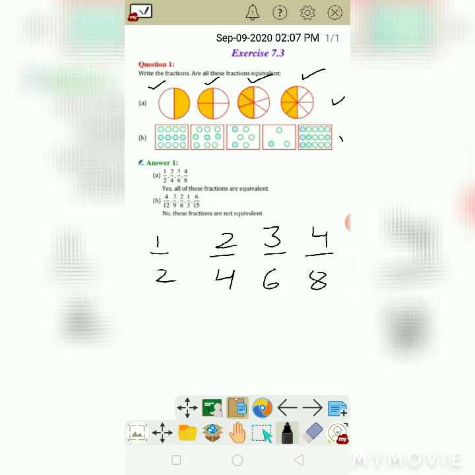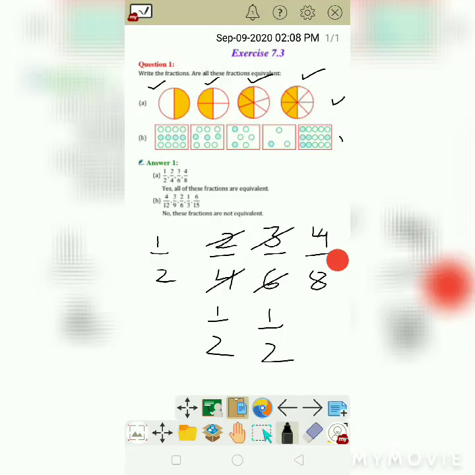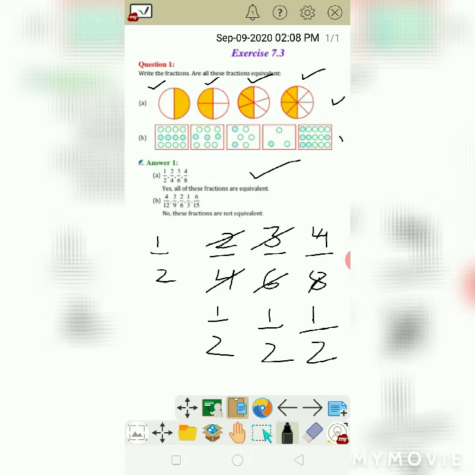So now let us cancel it. 1 by 2 is already in the lowest form. Cancel 2 by 4. What will you get? 1 by 2. Cancel 3 by 6. What will you get? 1 by 2. Cancel 4 by 8. What will you get? 1 by 2. So you get the answer as 1 by 2, 1 by 2, 1 by 2 and 1 by 2. So we can say yes, all of these fractions are equivalent fractions, right? So you can write like this: yes, all of these fractions are equivalent fractions.